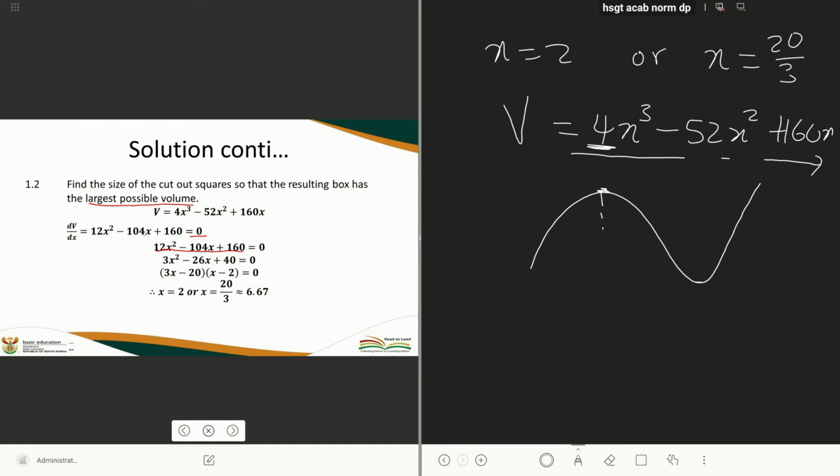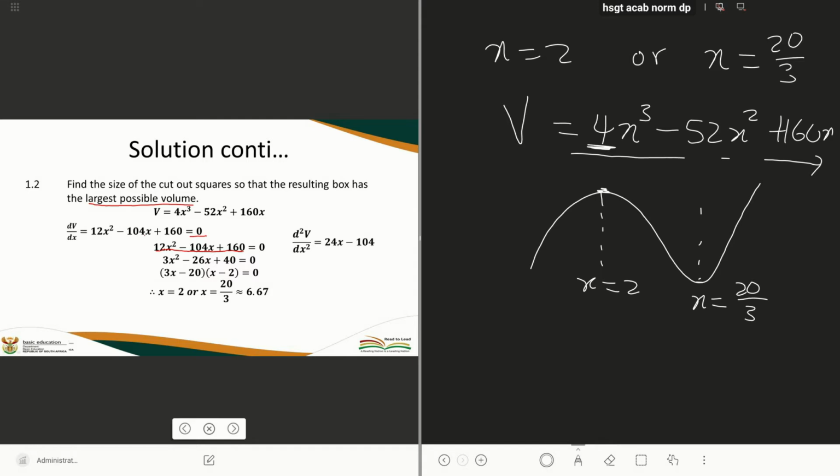So we expect that we are going to have x equal to 2 here, and x equal to 20 over 3 there. So you can clearly see that you're going to have the maximum volume at x equal to 2. But that is not the only way in which you can tell which one will give you a maximum or a minimum. Earlier on, I said to you guys that you can always use the second derivative to tell whether you have a maximum or minimum at that particular point.